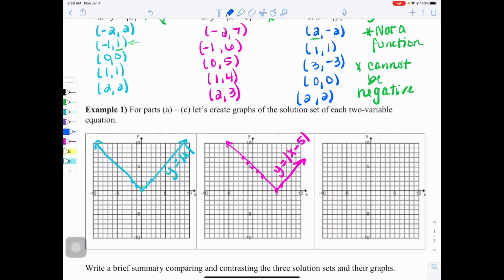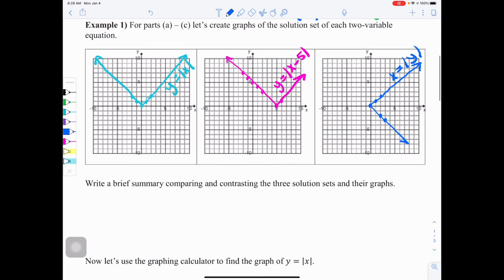So now we'll look at part C. So we're going to go ahead and plot these points. I have (2, -2), I had (1, 1), I had (3, -3), I had (0, 0), and then (2, 2). So you can see we have that same V shape, but it's turned on its side. And this is labeled with x equals the absolute value of y.